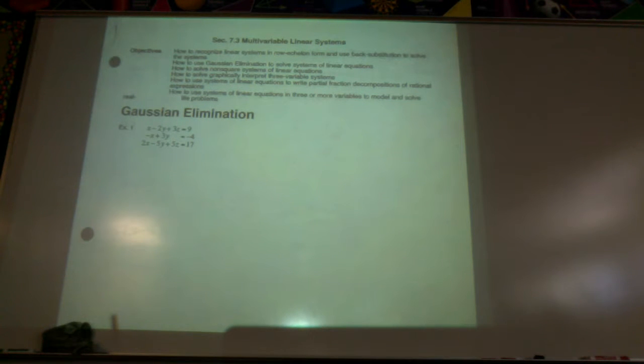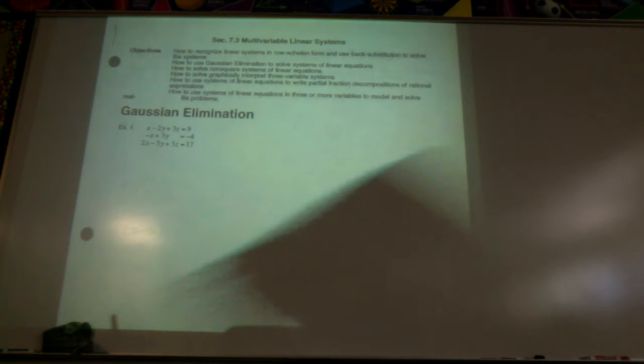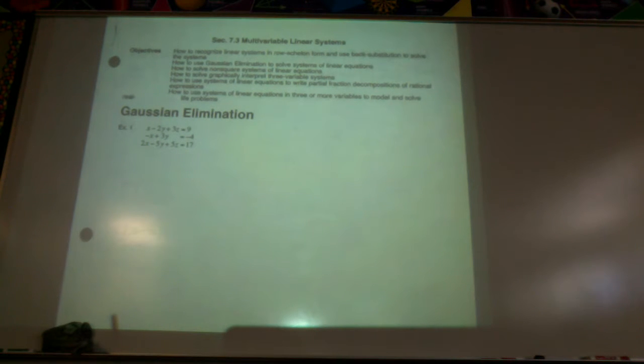All right, so today we're going to look at 7-3. We're going to spend 2 days on 7-3. We're going to use what's called Gaussian elimination. And you're going to write yourself a lot of notes. So here we go.